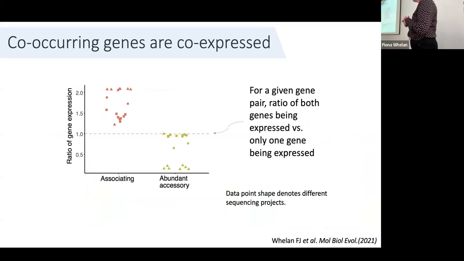So next we asked whether these co-occurring genes were co-expressed. If we think that they're potentially together in certain strains of these genomes because they have similar functions, perhaps they're then expressed at the same time. So using publicly available RNA-seq datasets, each of these dots represents a different experiment from public data. We looked to see whether genes that co-occurred or associated with each other were more likely to be expressed at the same time in a given experiment compared to these randomly paired abundant accessory genes, which is what we see in this data.